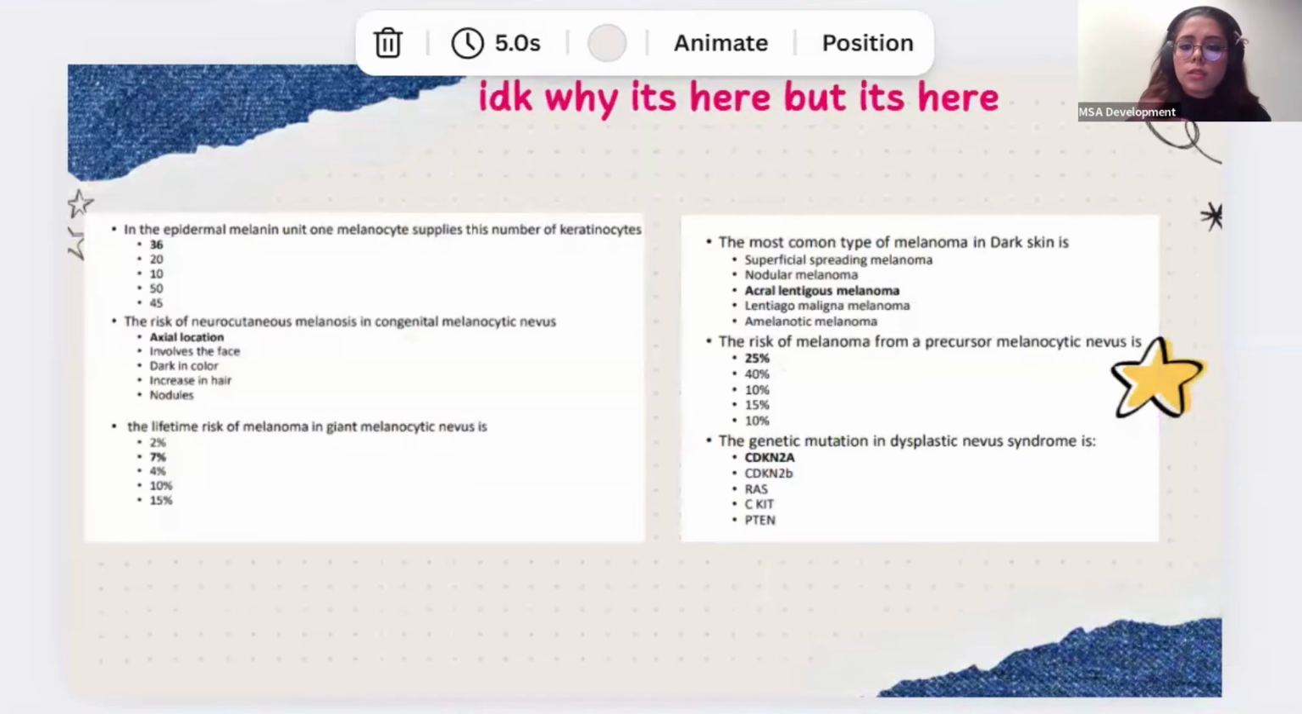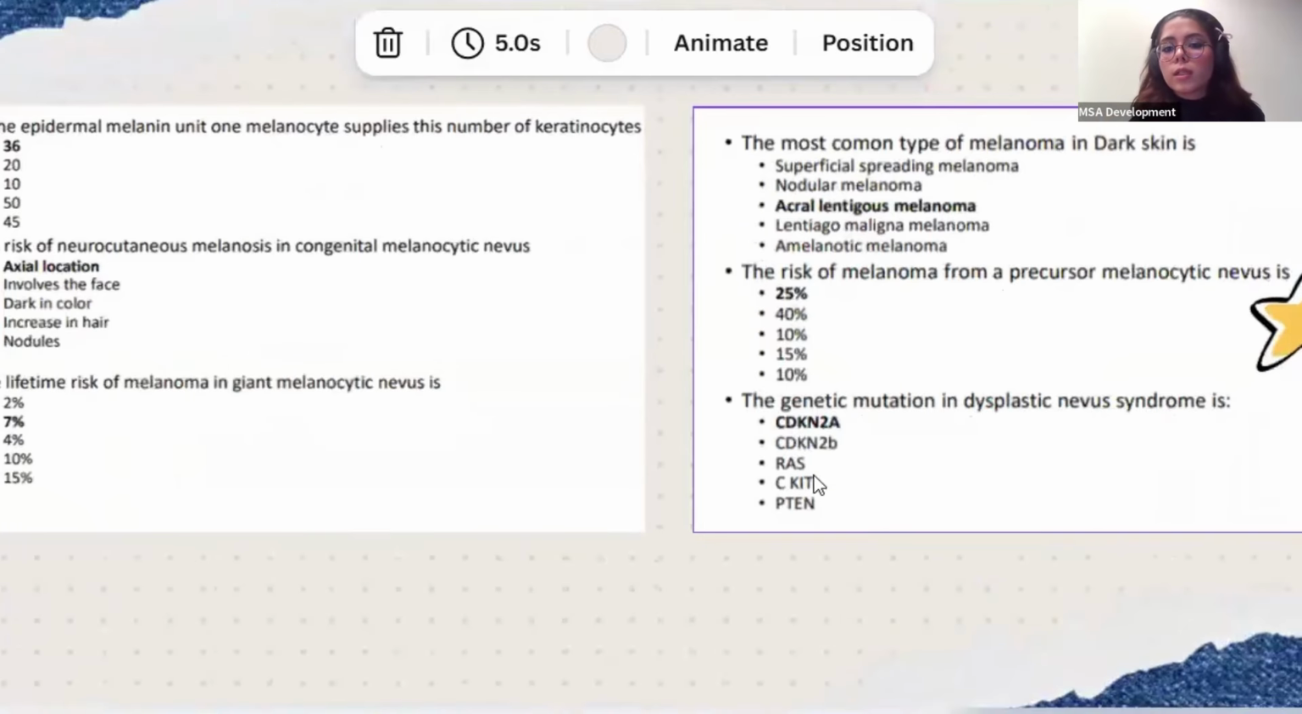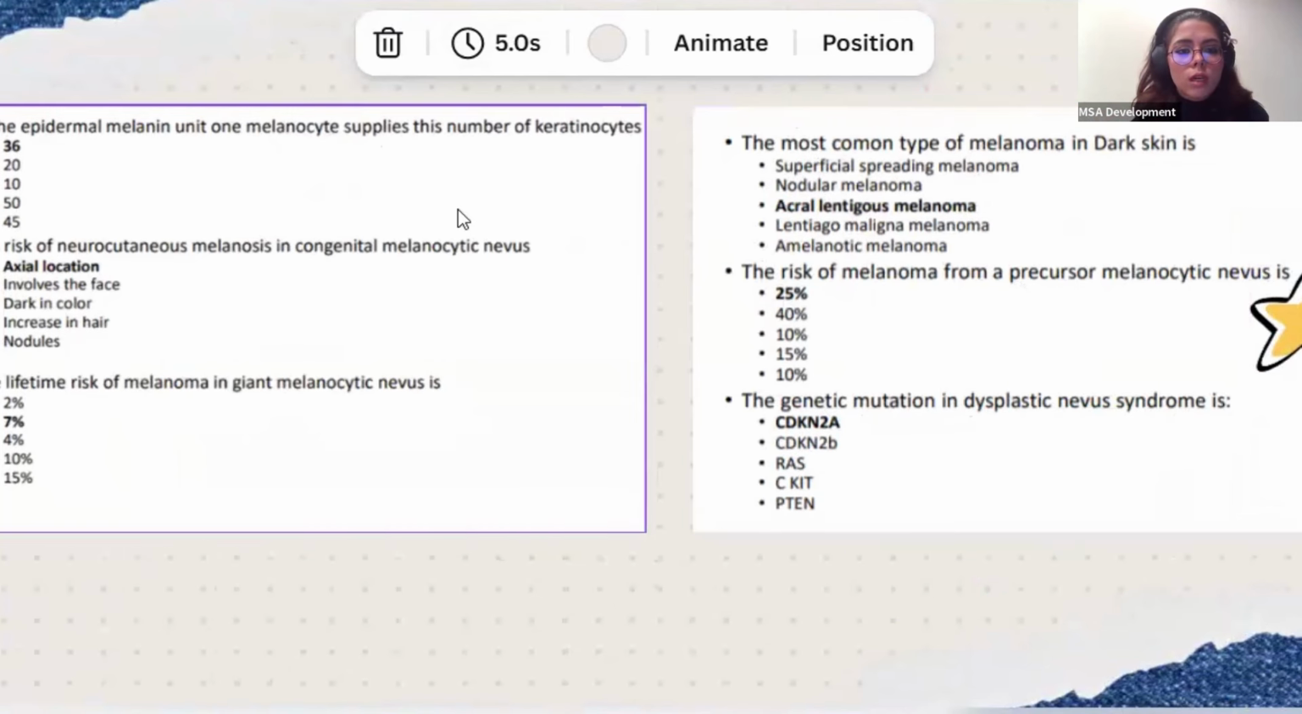These are questions. I added them just for the sake of completion. Dysplastic nevus syndrome, this is really important. The risk of melanoma from a precursor melanocytic nevus is 25%. That's all. This is not the pathogenesis, but what actually happens. I highly doubt they're going to ask you it, but you can go over it on your own time. It's not really that important.